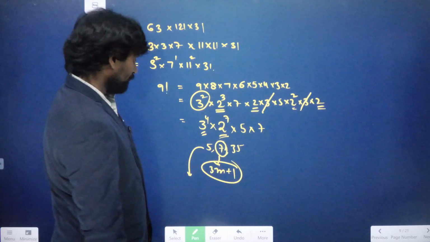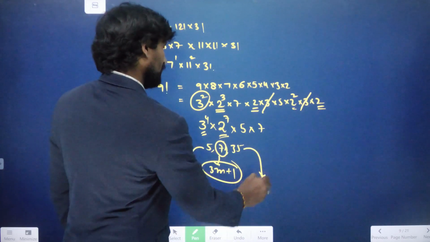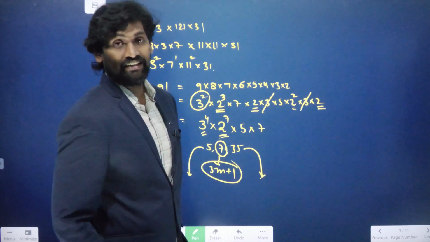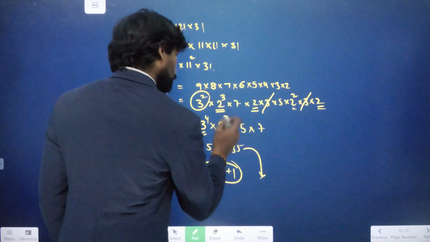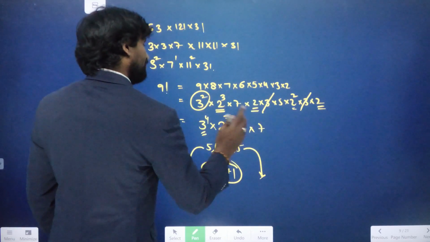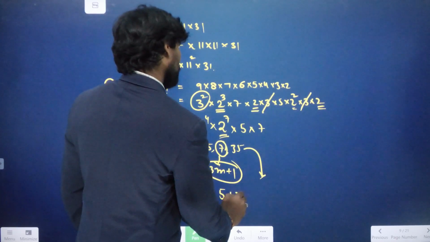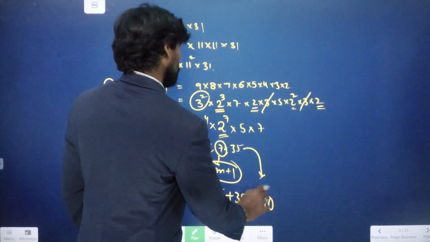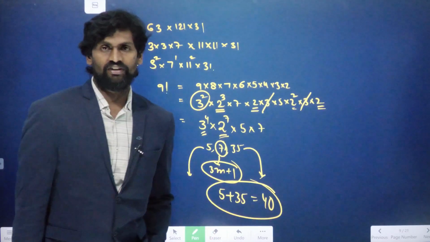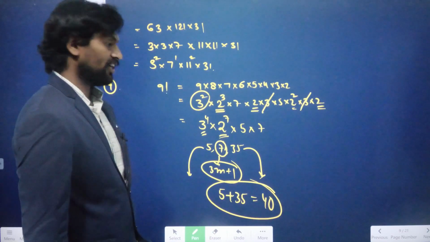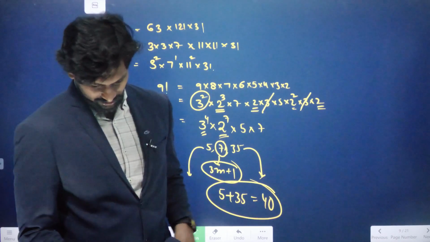5 is coming in 3m plus 2 format, 37 also coming as 3m plus 2 format; 3 elevens are 33, 33 plus 2 is 35. So 5 and 35 have a 3m plus 2 format, and you are asking about their sum. 5 plus 35 is nothing but 40. This is our required answer. Okay, now? Yeah, please look into it.